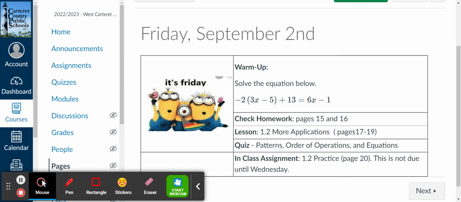I think we have two more examples. Three more examples. All right, perimeter.